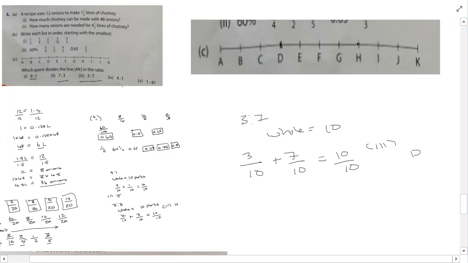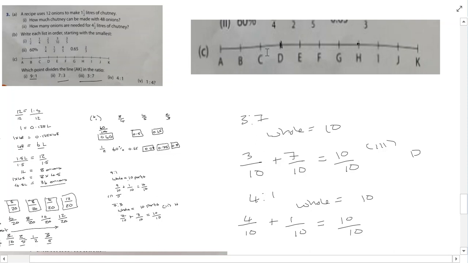And the next one is then 4. So again, we have in the ratios 4 is to 1. So again, the whole is equal to 10. So we have 4/10 plus 1/10 is equal to 10/10.